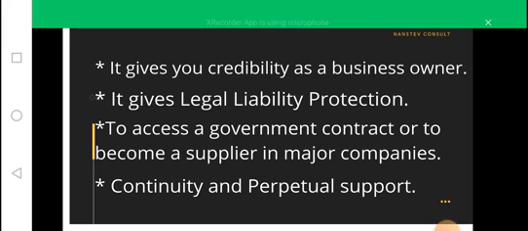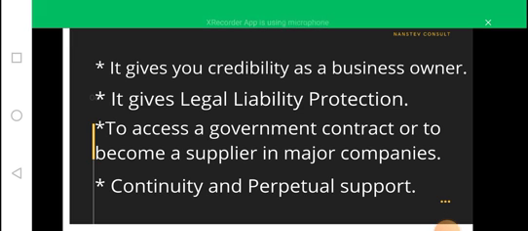If you want to join associations, or you want to bid for some contract, you need to have a letterhead that duly has your contact, your address, and your RC or your BN number. And it's only business registration that can give you those things.